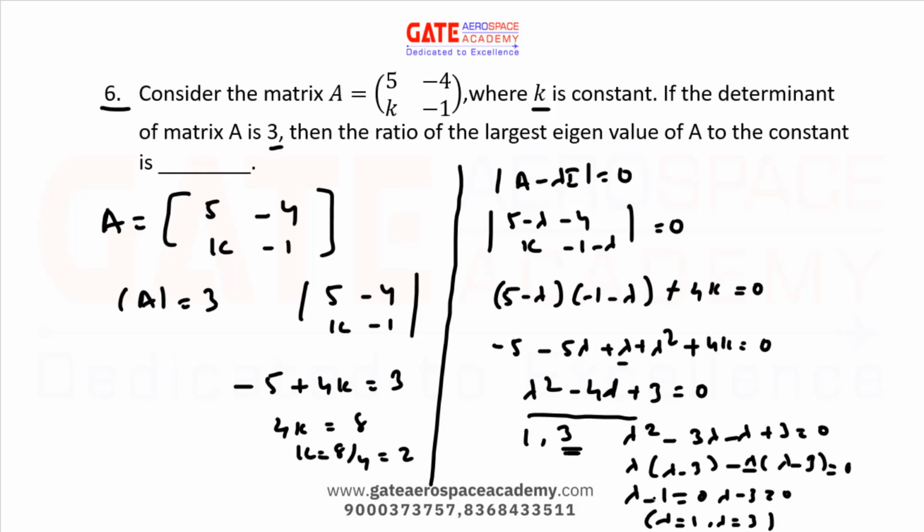Out of these two eigenvalues, what is the largest eigenvalue? Largest eigenvalue is 3. Now what they are asking is not the largest eigenvalue or finding out this constant. They are asking the ratio of the largest eigenvalue of A to the constant. So this is the largest eigenvalue to the constant. The constant we have already calculated, that is 2. So divided by 2, which is equal to 1.5. So this is the right answer for this question. Okay, it's very simple. Now look at the next question.